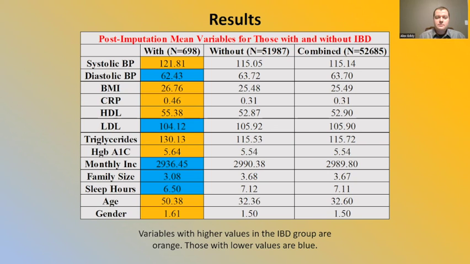We can see in the group with inflammatory bowel disease, systolic blood pressure was greater, as was BMI, C-reactive protein, HDL cholesterol, triglycerides, A1C, age, and gender. NHANES marks 1 as males and 2 as females. So since this is closer to 2 than 1, this means that there were more females than males in the IBD group.